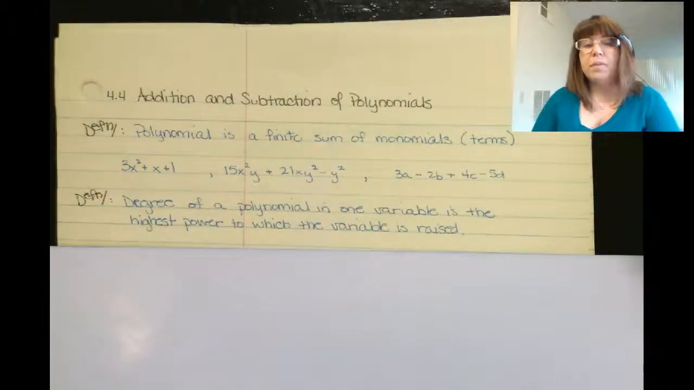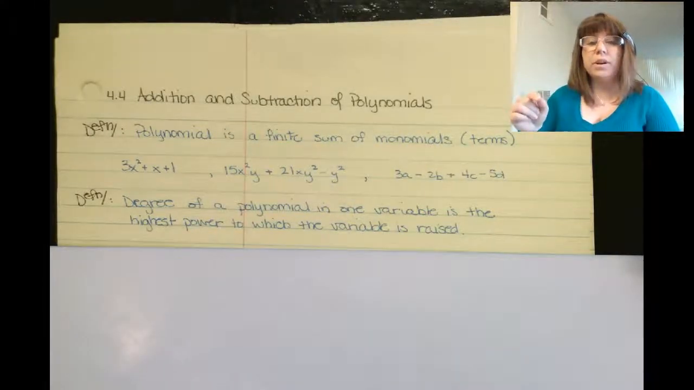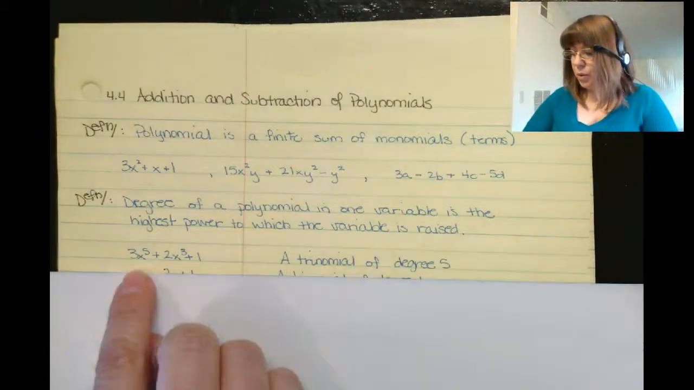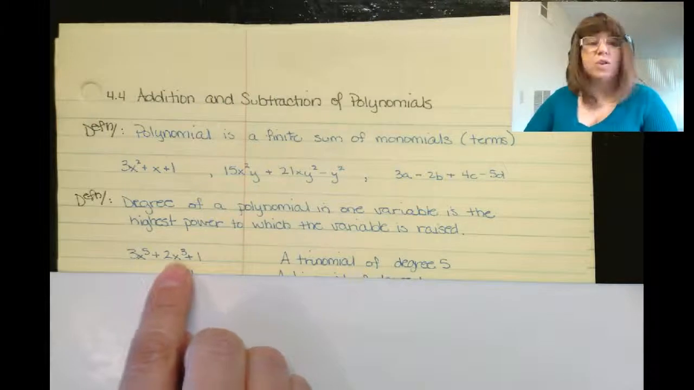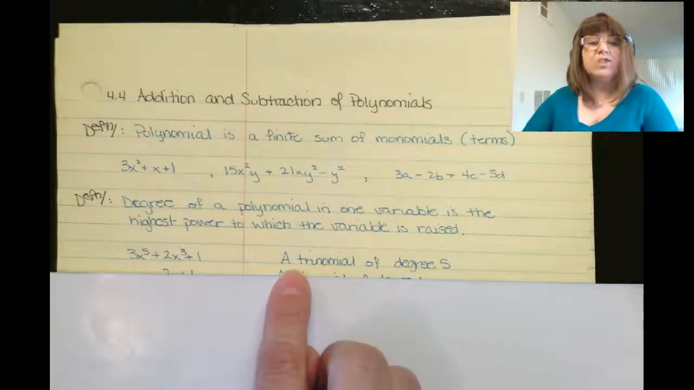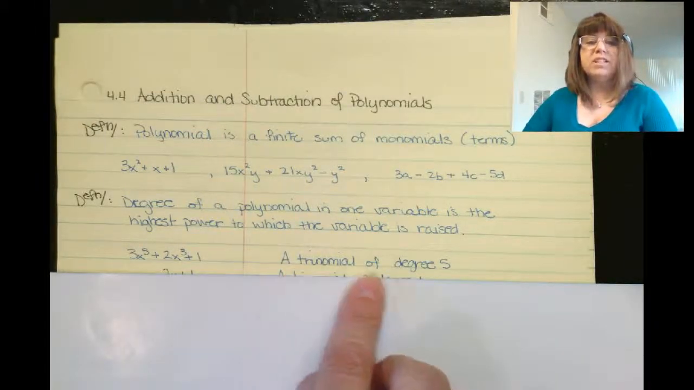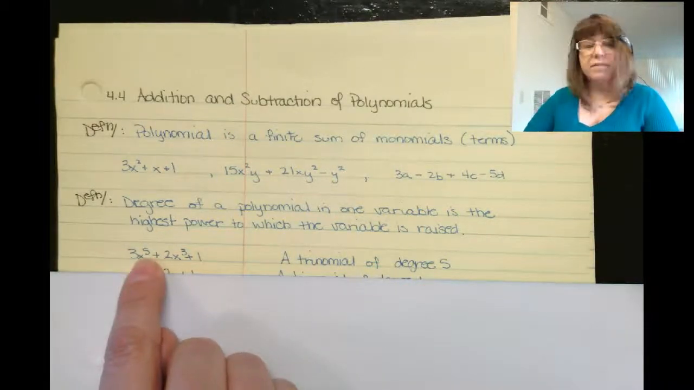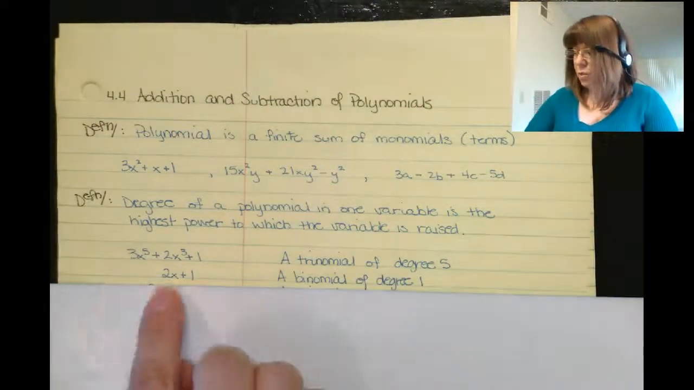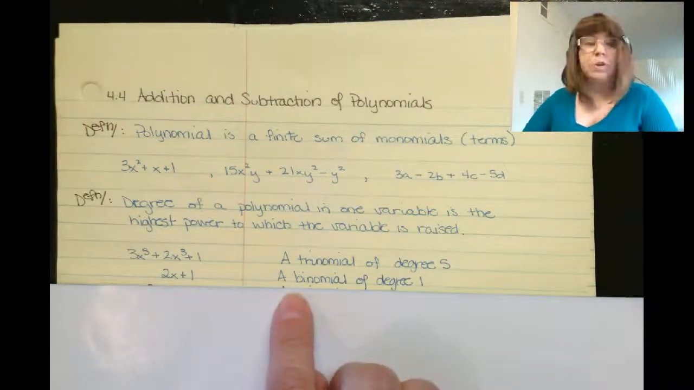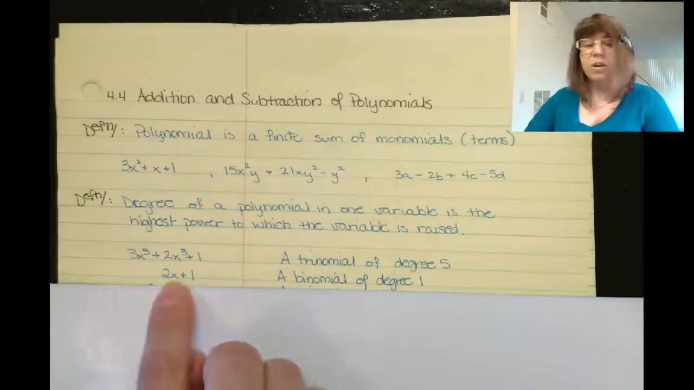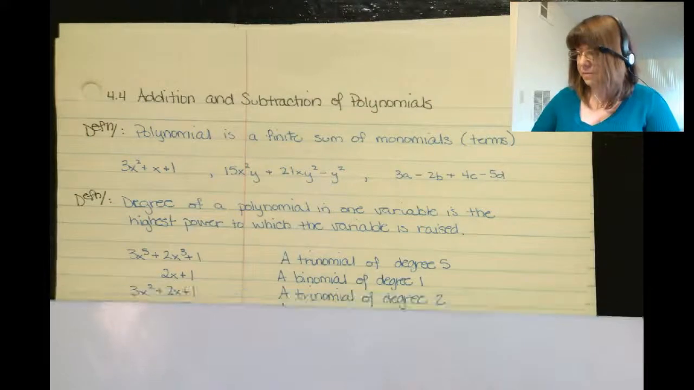The degree of a polynomial is the highest power to which the variable is raised. So 3x to the fifth plus 2x cubed plus 1 is a trinomial, meaning 3 terms, and it is degree 5 because the highest power is 5. 2x plus 1 is a binomial, meaning 2 terms. It is degree 1 because there is a power of 1 on the x.